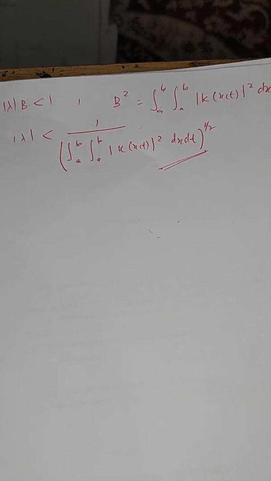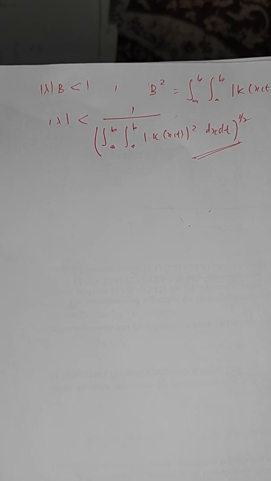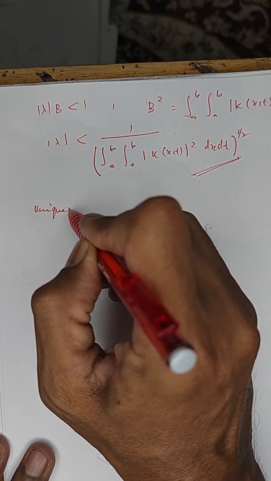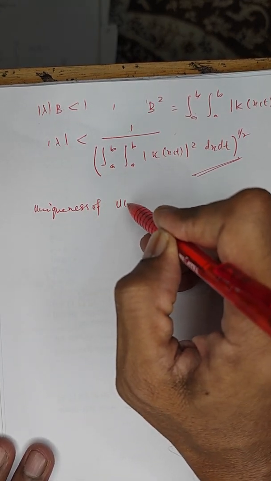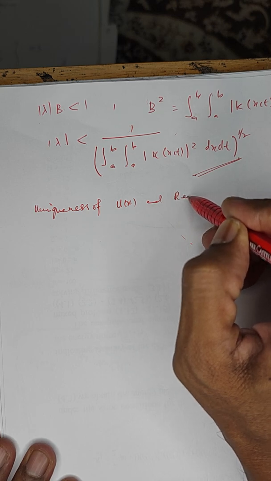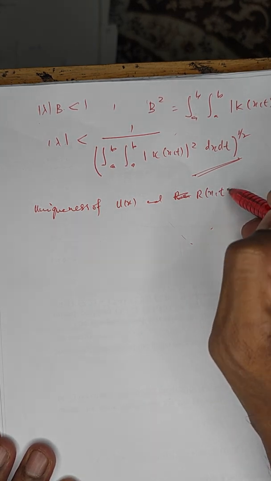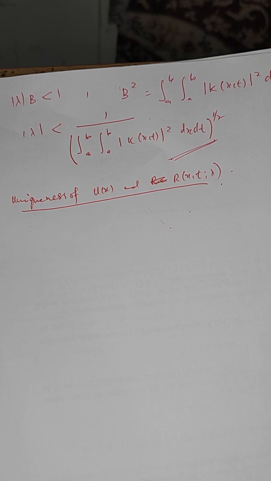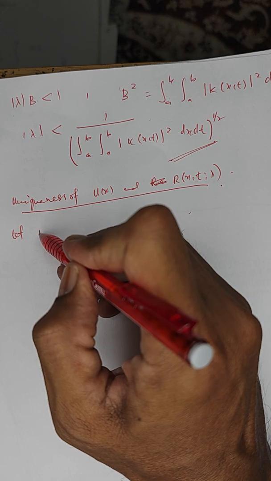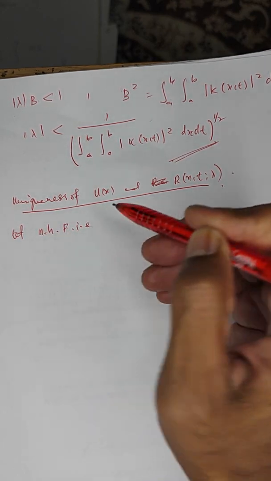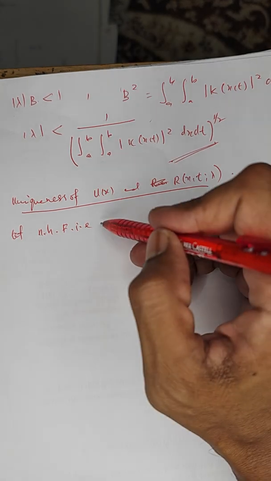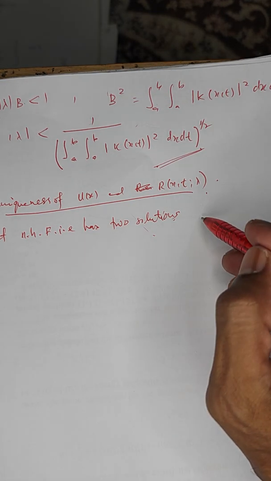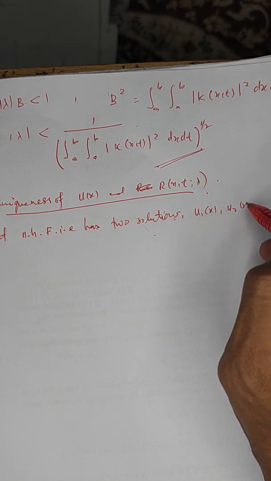Next we look at the uniqueness of the solution as well as the resolvent kernel. We look at the uniqueness of the solution u and the uniqueness of the resolvent kernel R(x,t;lambda). First we look at the uniqueness of u. Let's say the non-homogeneous Fredholm integral equation has two solutions, u1(x) and u2(x).